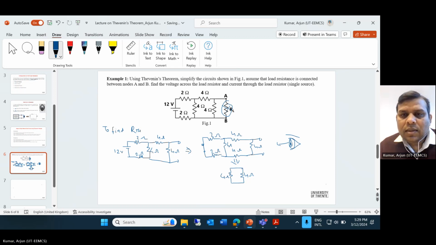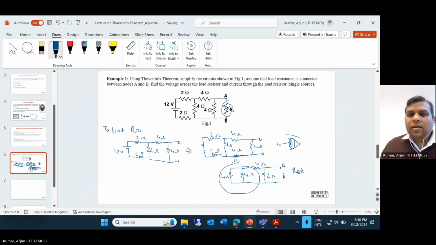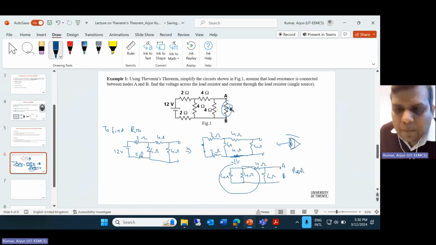And you have this 4 ohm and 4 ohm. Actually, there is no resistance. This is only a simple wire here. So it's a 4. Okay, and now you have the terminals A and B here. So we have to find out this equivalent, that is our RAB. So this combination is again a parallel combination, right? So this is a parallel combination.